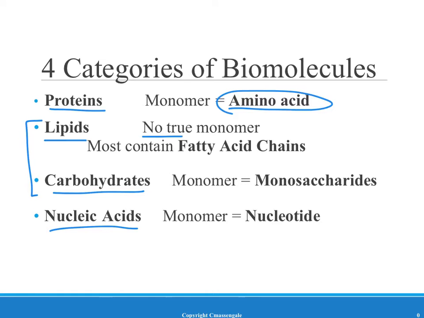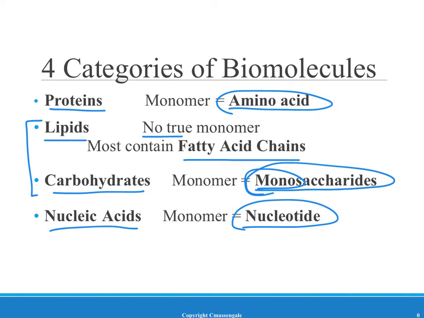Lipids don't have a true monomer, but many of our lipids contain fatty acid chains, which you'll hear more about in a moment. The monomer for carbohydrate are monosaccharides. Again, we see mono, so it's a single something that's put together. And then nucleic acids' monomers are nucleotides. And again, when you were talking about DNA back in biology, that was the A, T, C, and Gs that we used in talking about the genetic code.